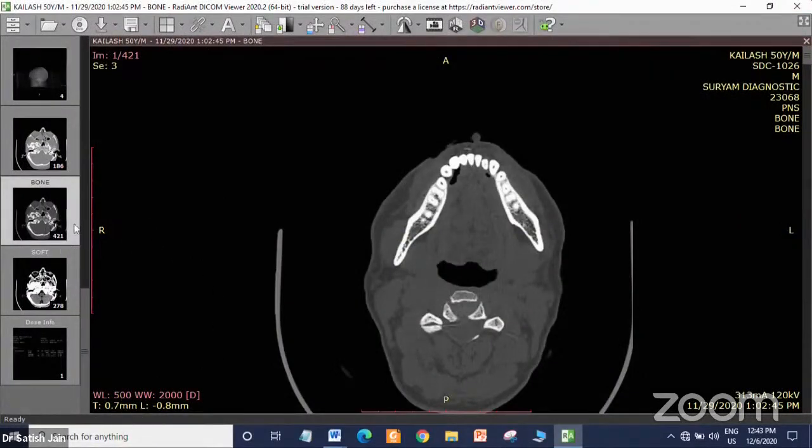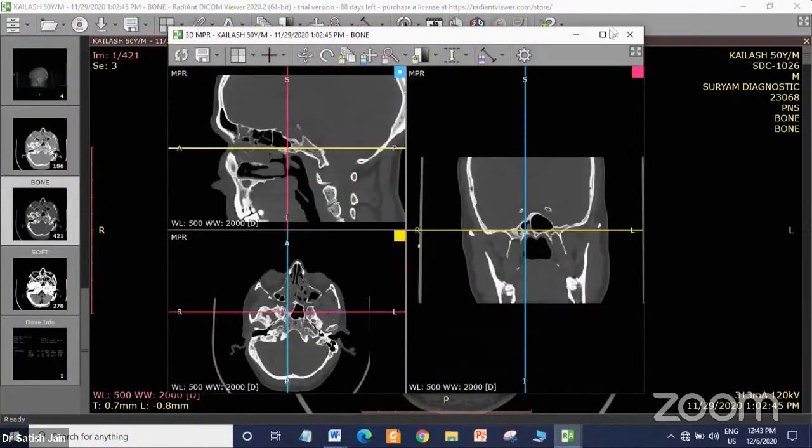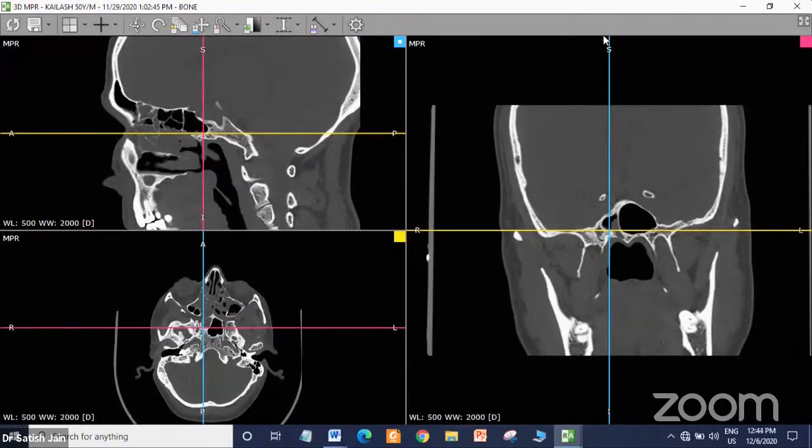How many slices are there? 421. Because the area scanned is almost 25 centimeters. 0.7 mm, 25 centimeters scanned in the axial plane. Only axial plane. We shoot only in axial plane, and it gives 421 slices. Now let me reconstruct in all planes. How will it be? 1263 slices now.